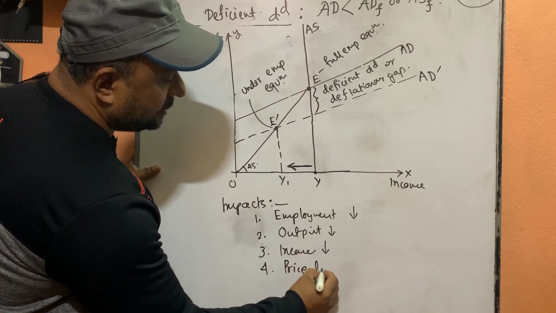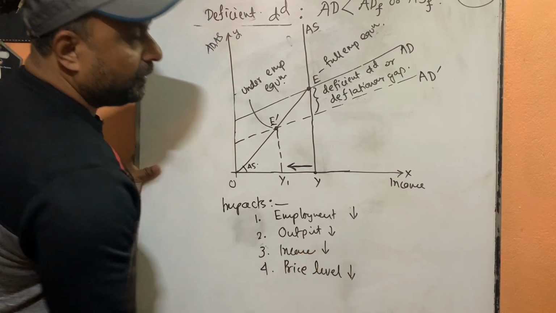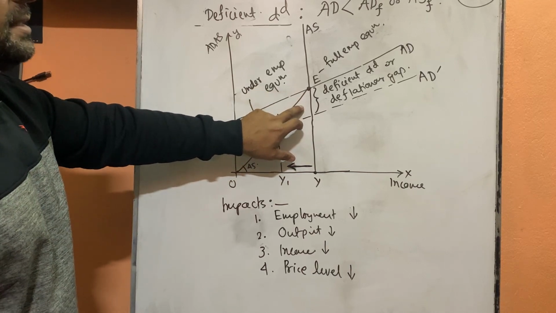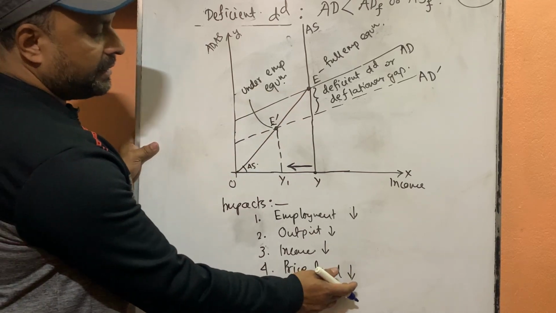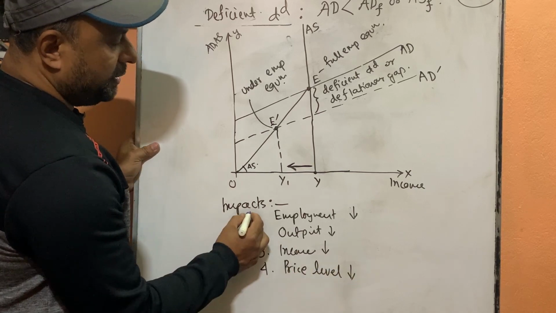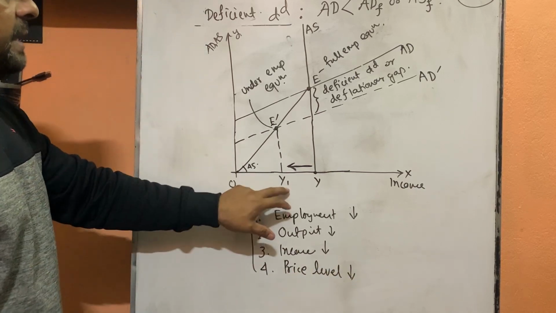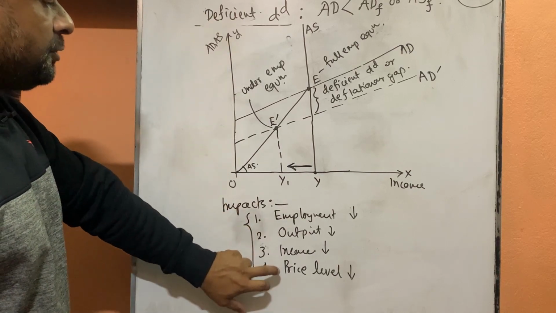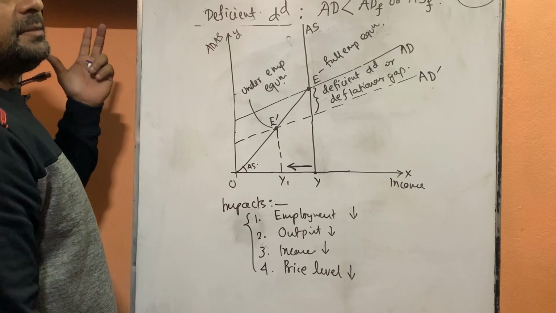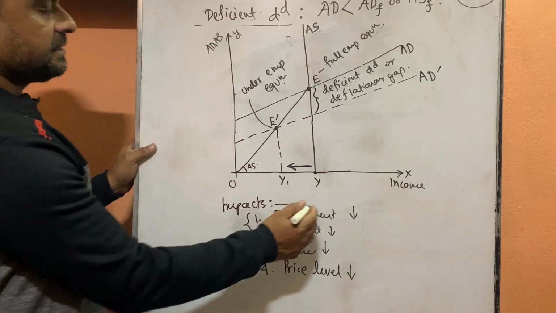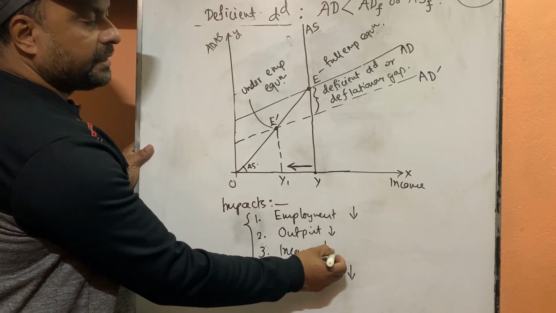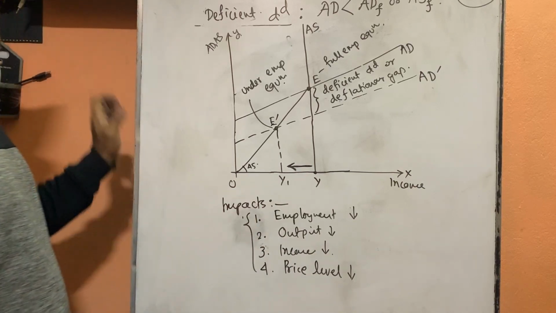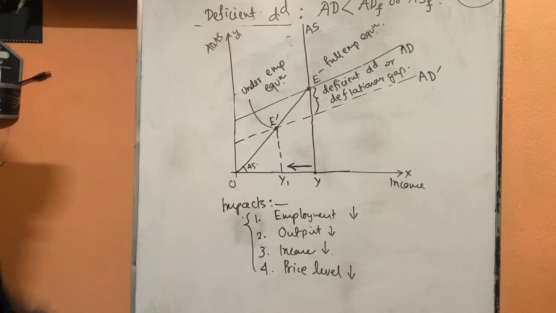Here the price level also reduces in the economy. Why? Because of lack of demand. Supply is more, demand is less. So due to lack of demand, the price level of the whole economy will fall. This is the impact of deficient demand. Due to deficient demand, income, employment, output, price all reduce, but in excess demand it was reversed. In excess demand, employment, output, income cannot be increased. Only price increases. Here we are getting just the reverse thing. So this is excess demand and deficient demand.